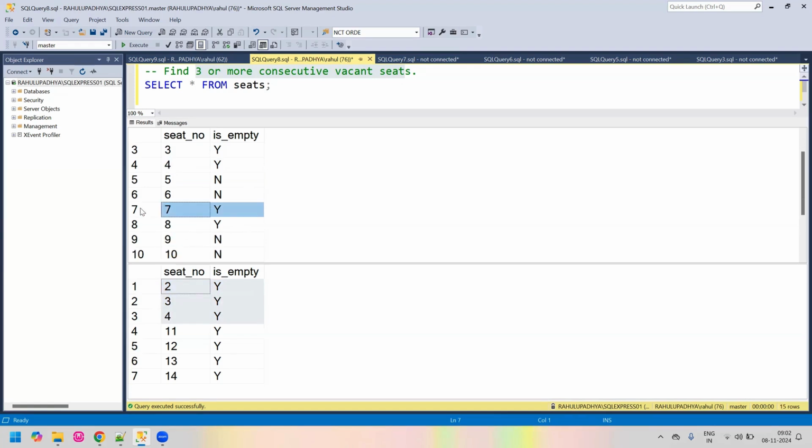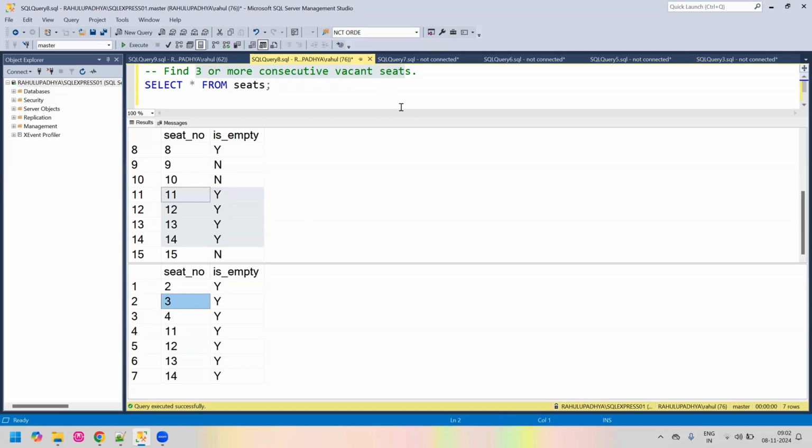Next we have seats 7 and 8 which are empty. But since only two consecutive seats are empty, we will not be reporting them in the output. Likewise, we have seats from 11 to 14 which are empty, and they are three or more consecutive, so they will also be reported in the output. Hope the problem statement is clear. We need to find three or more consecutive vacant seats. So let's go ahead and solve the problem.